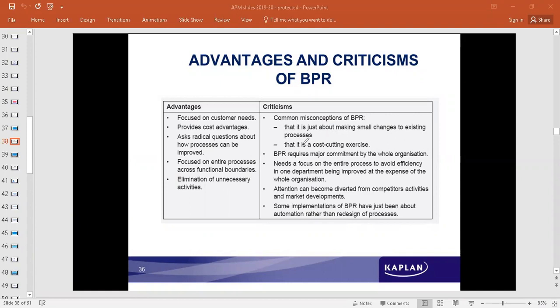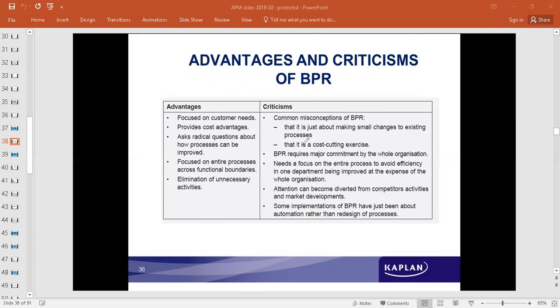Criticism, it talks about common misconceptions about BPR, that it is just about making small changes to existing processes. No, it is not about incremental changes, it is about radical changes. It is a cost cutting exercise. Initially it is not a cost cutting exercise, but over a period, when the output increases, it becomes cost effective.